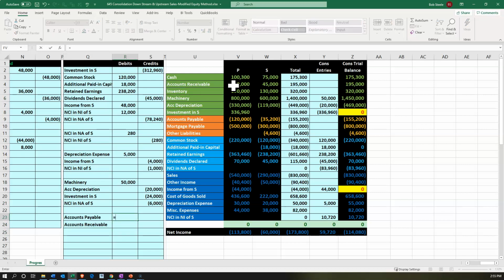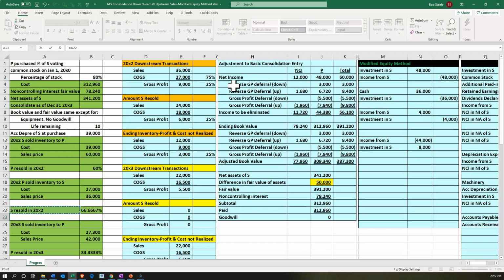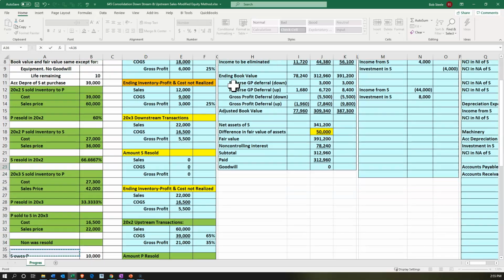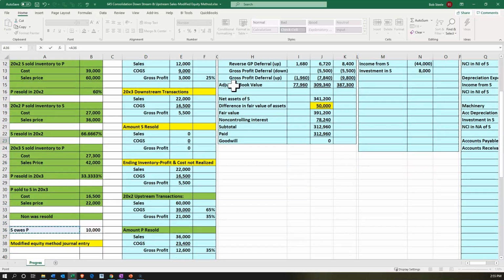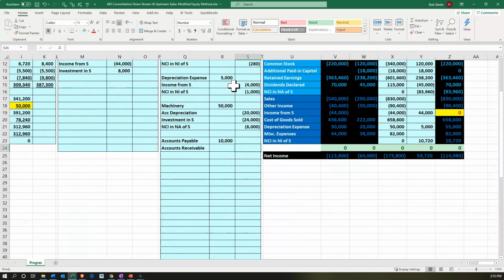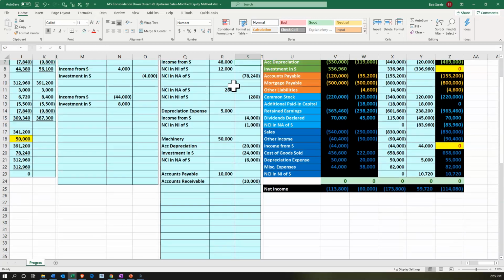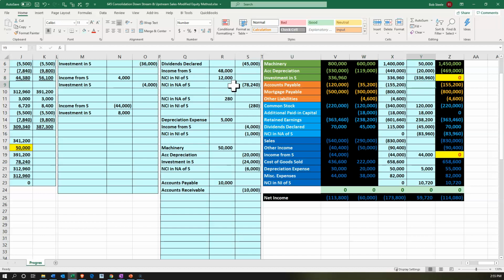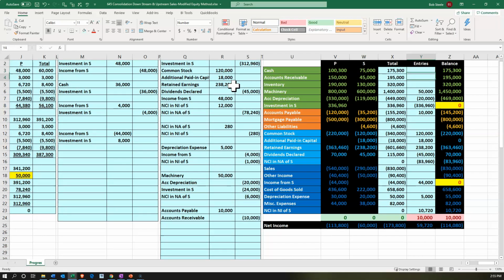So let's go ahead and record that. Where did they say that? There was intercompany stuff happening. There it is. S owes P, 10,000. So we will remove that. Seen that in the past. So we're going to go on up to the accounts payable. There's the accounts payable decreasing. And then the accounts receivable also decreasing. So we will remove those.